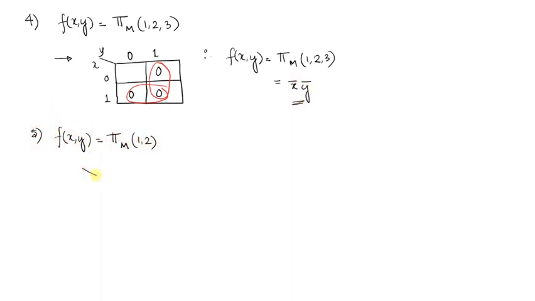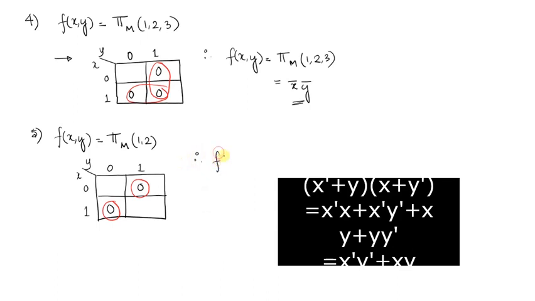The last numerical f of x comma y is equal to pi of m 1 and 2. So here we cannot group them, so they are separately written, and this equation will be equivalent to f of x comma y equal to x plus y into x plus y bar, that is equal to, on multiplication you get the term x bar x plus x bar y bar plus xy plus y bar. We know that a into a bar is equal to 0, so eliminating that, what remains is x bar y bar plus xy, which is equivalent to x NOR gate.